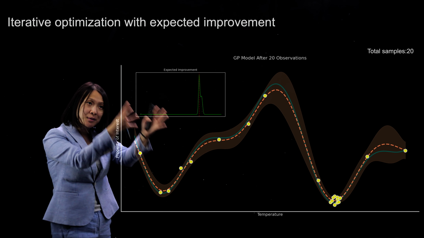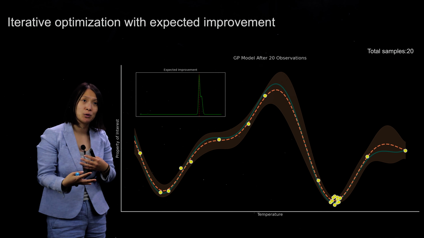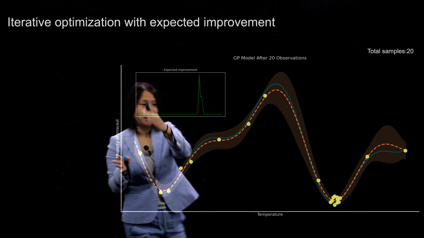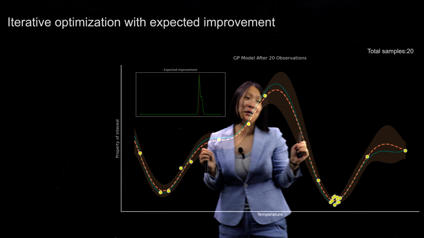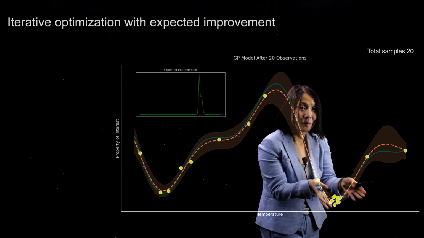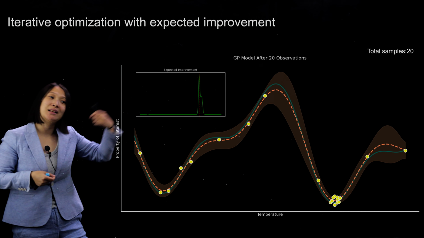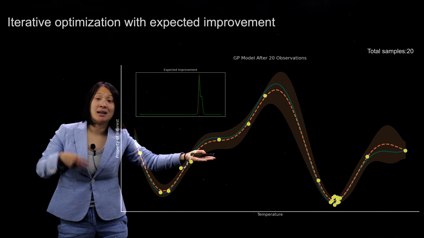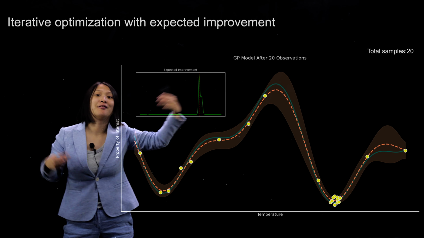So after 20 observations, this is what it looked like in terms of our surrogate model. You can see now we are actually pretty close to the true function of this parameter space, and you can see this global minimum. We start to sample multiple points. In this case, we are getting closer and closer to the true function, and we are also getting closer and closer to finding the global minimum of this function.